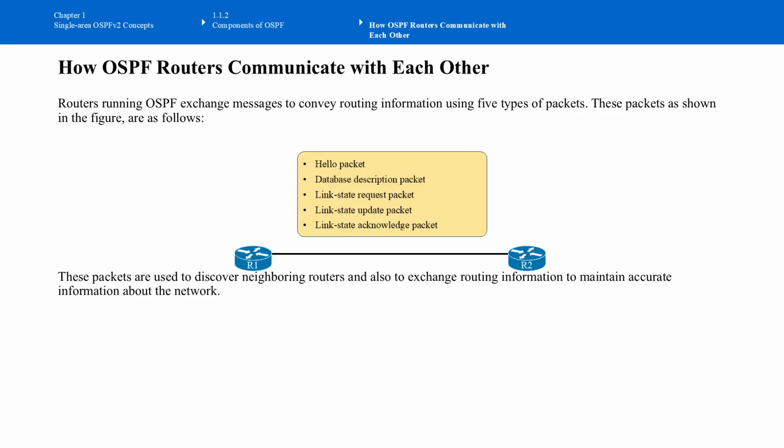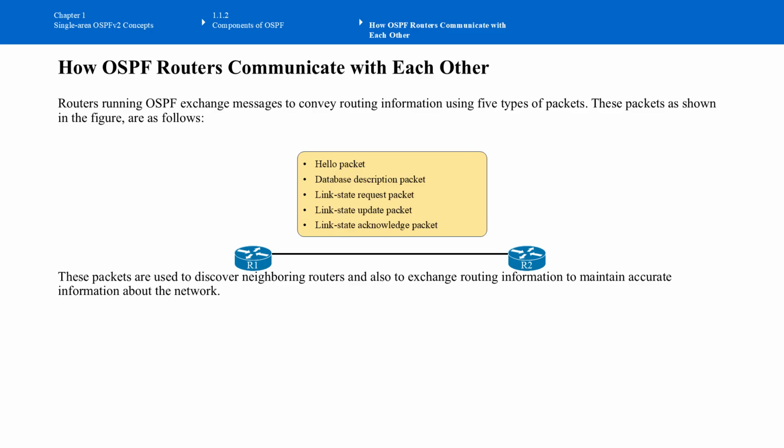The second packet is the database description, or the DBD packet. After two routers become neighbors, they don't immediately exchange their entire database. Instead, they first exchange a summary of what they know. This allows each router to quickly determine whether any information is missing. If a router discovers that it's missing some information, it sends the third packet, called a link state request, or LSR packet. This packet simply asks its neighbor, "Can you send me details for the specific information?"